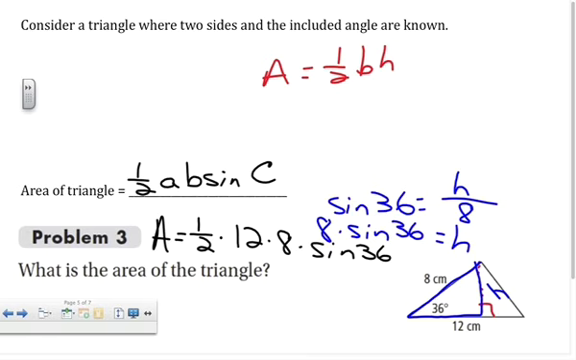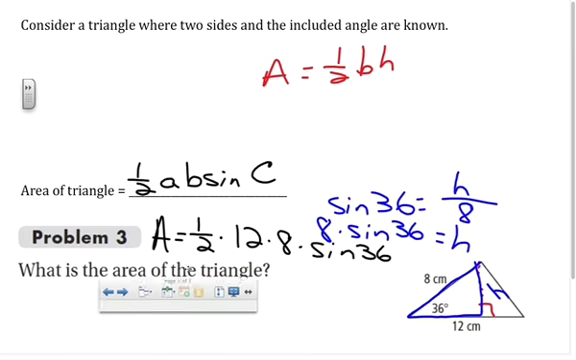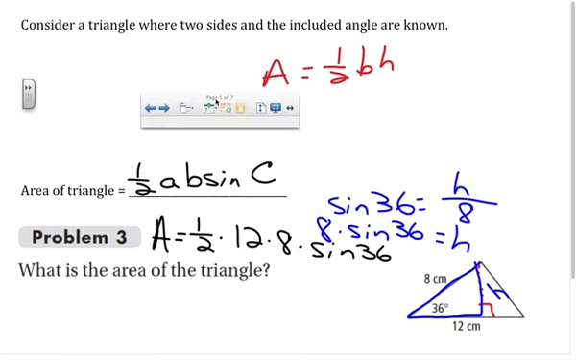Okay, so finally, I can just key this into my calculator. And it doesn't say what to round to. Let's round it to the nearest 10th. I have 28.2.